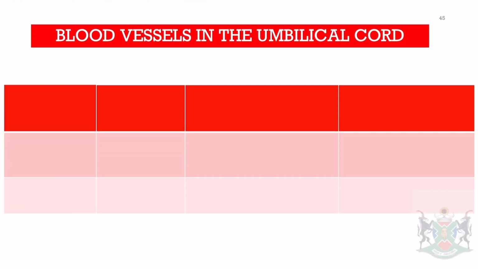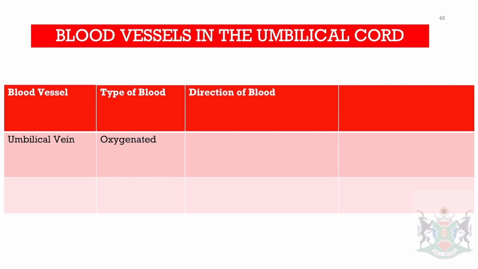Okay, let's now look at the composition of the blood in the blood vessels in the umbilical cord. Blood vessel, umbilical vein. The type of blood that flows in the umbilical vein is oxygenated blood, blood rich in oxygen. The direction of blood flow is from the placenta, the mother side, to the fetus.